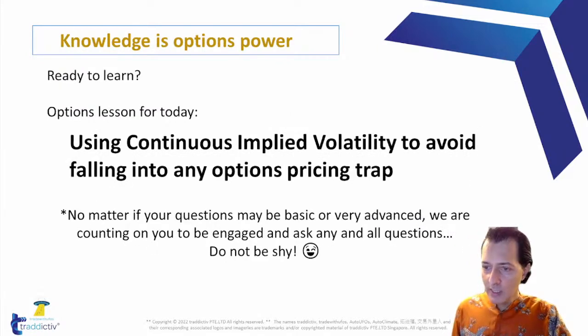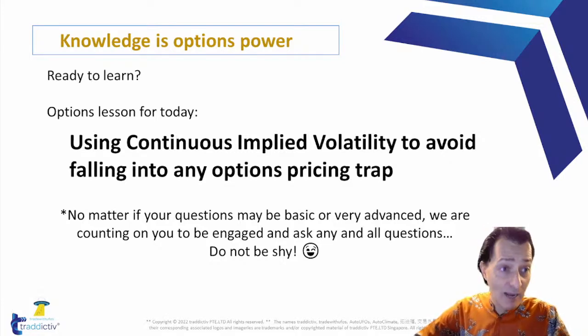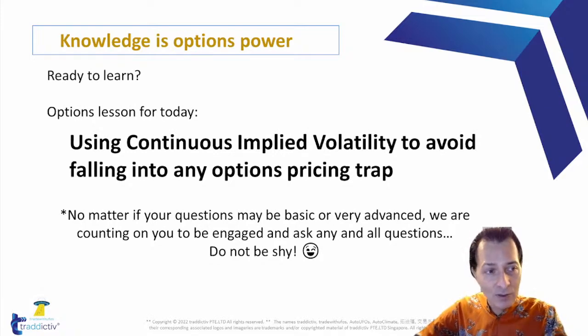Cool. So the lesson for today: using continuous implied volatility to avoid falling into any options pricing trap. Okay, so keywords here: options pricing, options trap, implied volatility, continuous. Very rich title, to be honest with you. I mean to say many things with this title. So the lesson is going to be quite rich today. Listen carefully. If you have been in my sessions before, I tend to speak quite fast.